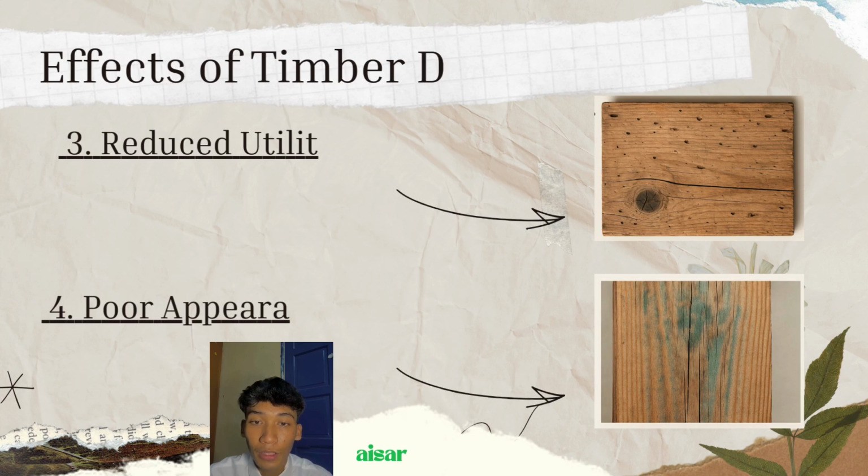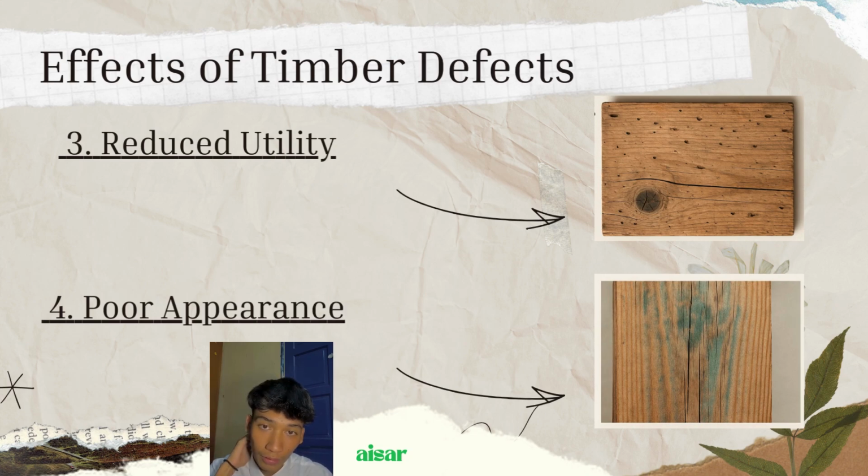Thirdly, timber defects result in reduced utility. This means the timber may not be suitable for certain applications. For example, in construction or furniture making, precise shape and strength are needed, which defective timber cannot always provide.